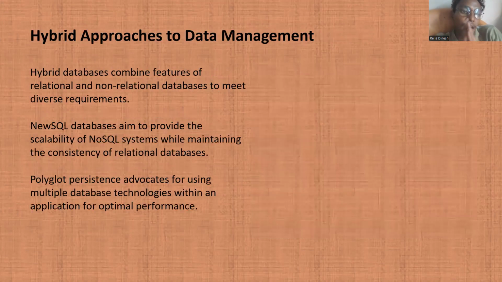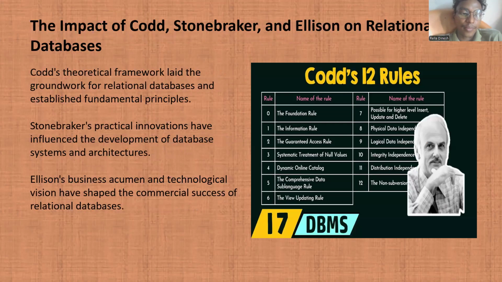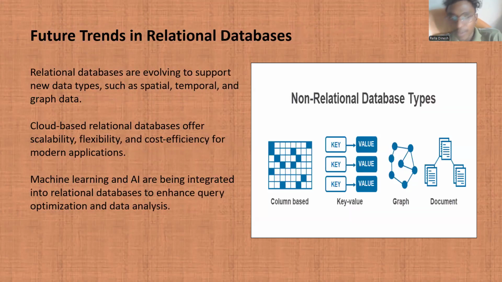Now we'll see the hybrid approach. A hybrid database is a combination of relational and non-relational databases, where NewSQL databases aim to provide the scalability of NoSQL. Polyglot persistence advocates using multiple database technologies within an application for optimal performance.